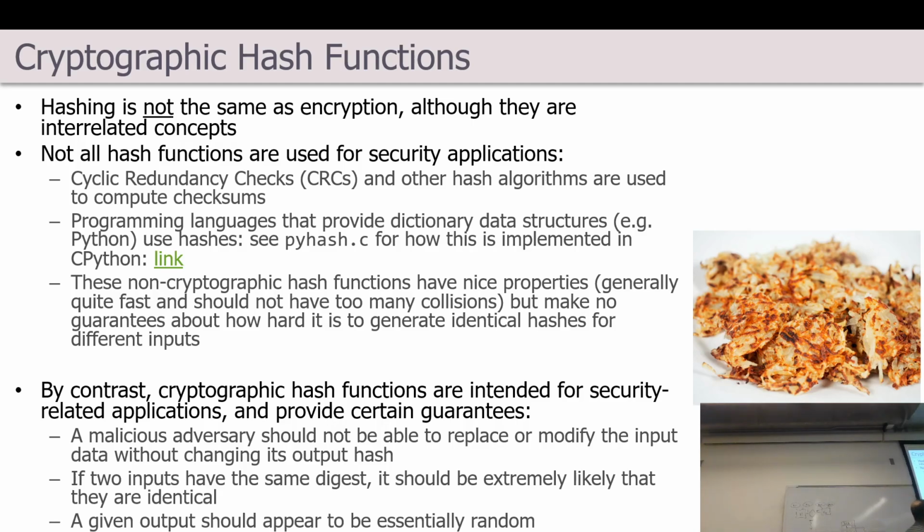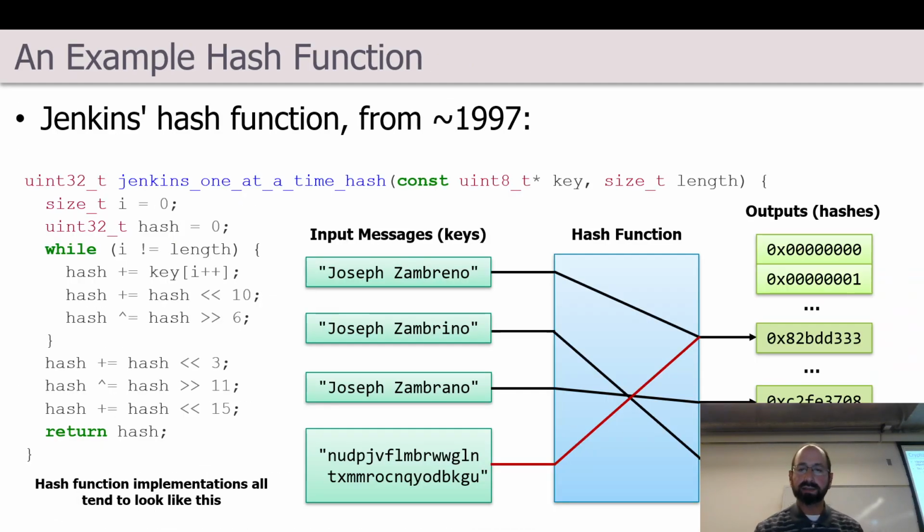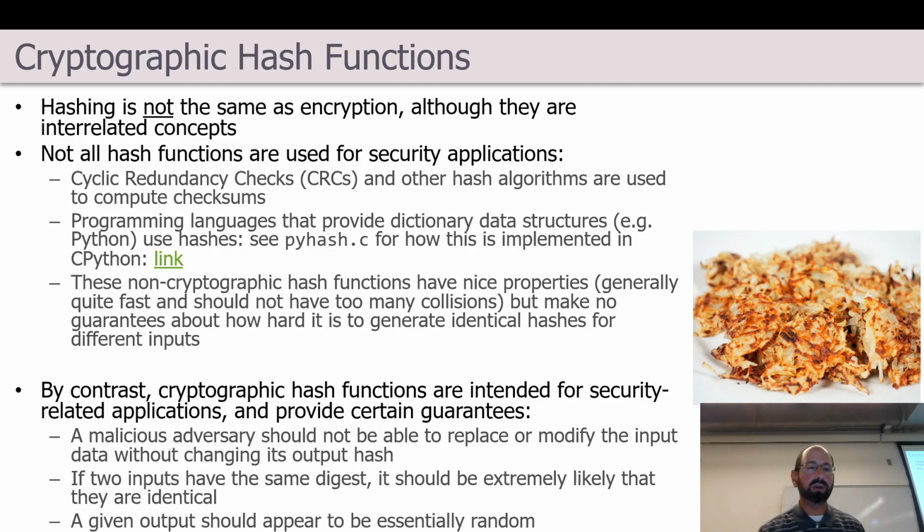We then refer to non-cryptographic and cryptographic hash functions. What makes something a so-called non-cryptographic hash function is it does not attempt to make any real rigorous guarantees about how hard it is to do what we showed here, how hard it is to generate two identical hashes for the different input types that we have here. By contrast, when we have something that's referred to as a cryptographic hash function, they are intended for security-related applications and attempt to provide certain guarantees.